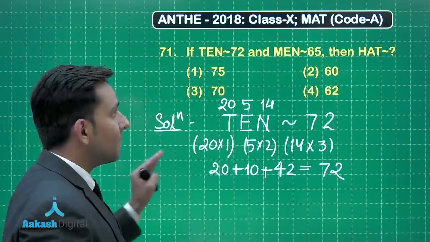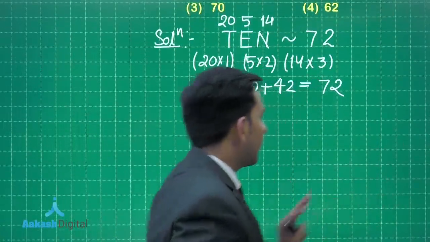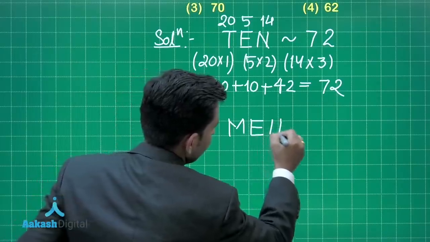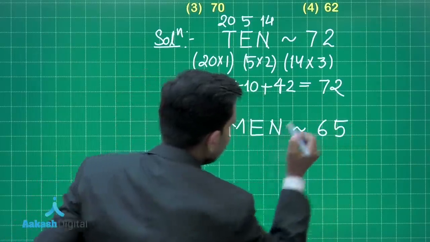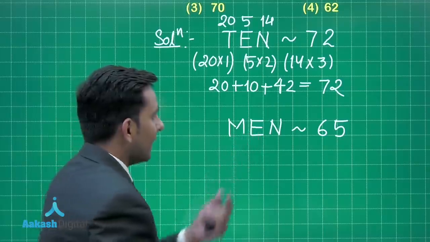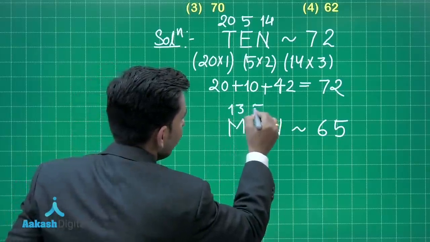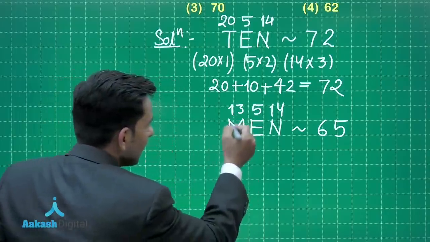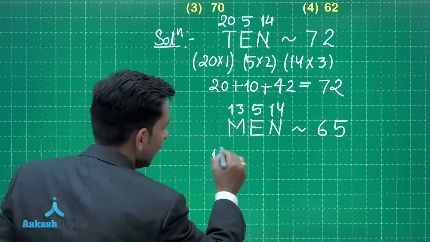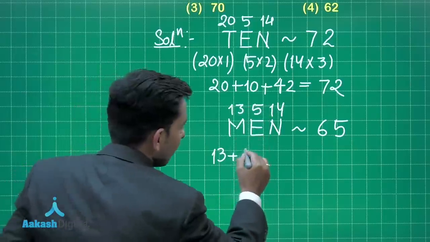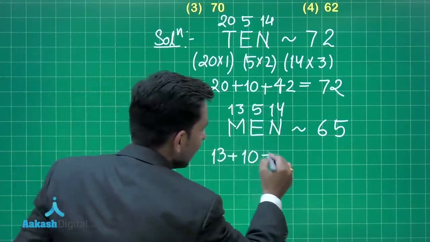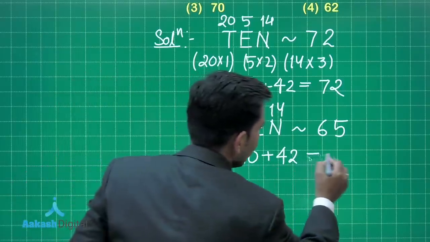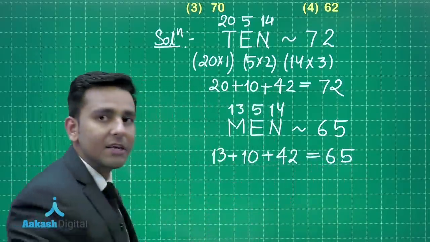Similarly, we can apply the same pattern for MEN, which is coded as 65. Clear? The positions of letters M, E, N are respectively 13, 5 and 14. Now first we have to multiply 13 by 1, so we are obtaining here 13. 5 multiplied by 2 we are getting 10, and then 14 multiplied by 3 we are getting 42. When we add these numbers we are getting 65. So again we are getting the same pattern.